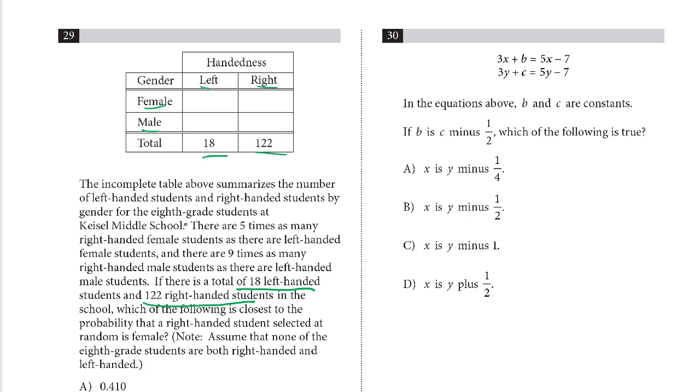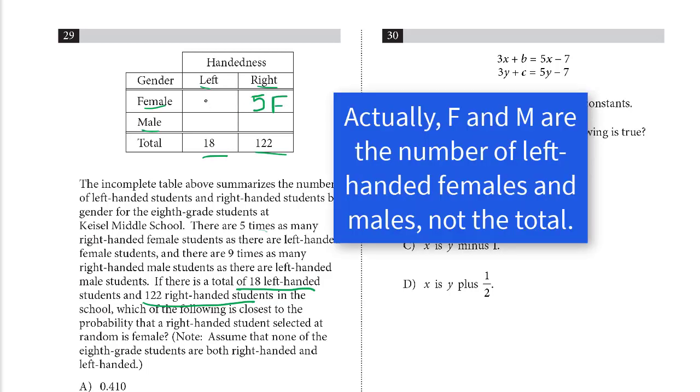And they tell us there are 5 times as many right-handed female students as there are left-handed female students. So I'm going to call F the number of left-handed female students, 5F, 5 times as many right-handed. And they tell us there are 9 times as many right-handed male students as there are left-handed male. So I'll use M as the variable for the number of left-handed male students, 9 times the number right-handed as left-handed, which will just be M. So right away, this gives us 2 equations, 2 variables, and we can solve for F and M.